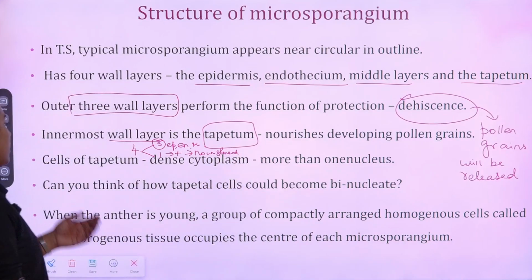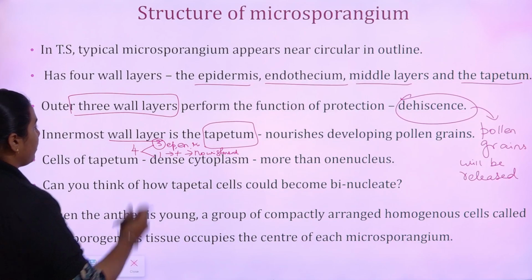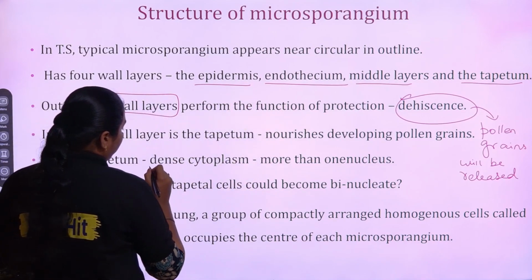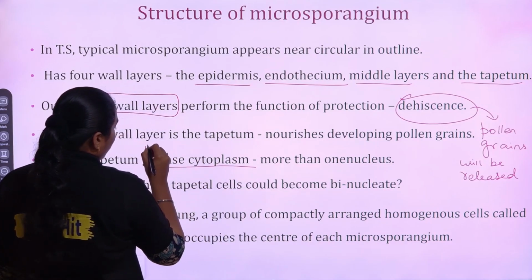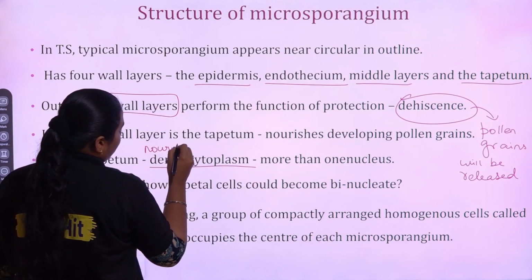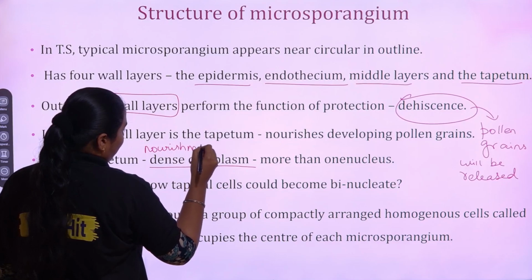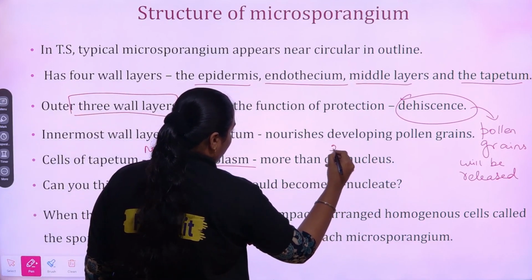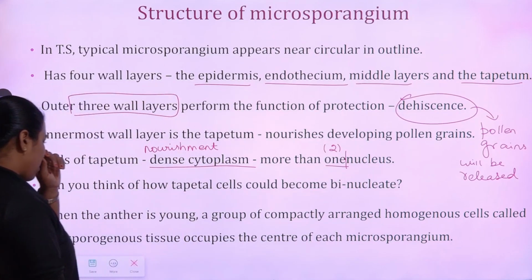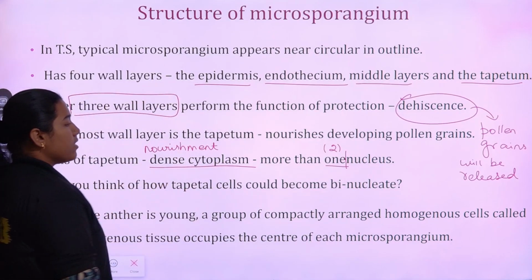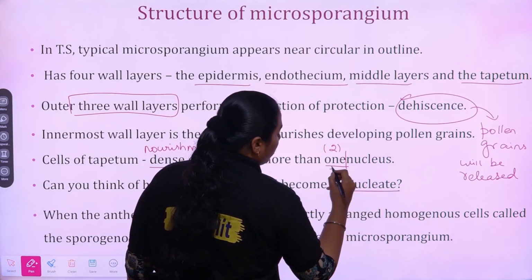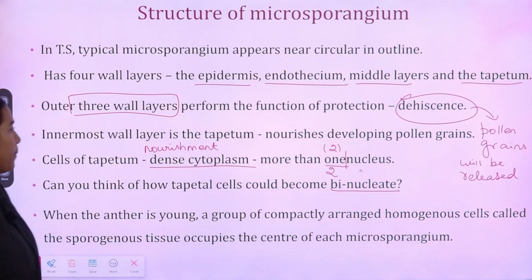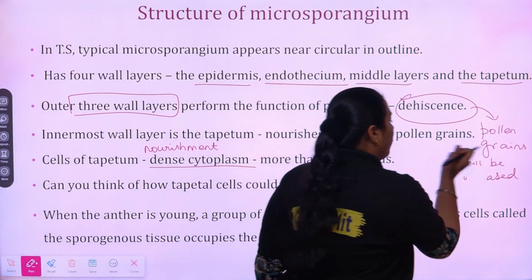Cells of tapetum, how will they be? They will have dense cytoplasm, because more and more nourishment will be provided if the cytoplasm is dense. And also remember, it has more than one nucleus. It has 2 nuclei. Can you think of how the cells could become binucleate? Binucleate means 2 nuclei, right? It is by a process known as endomitosis.